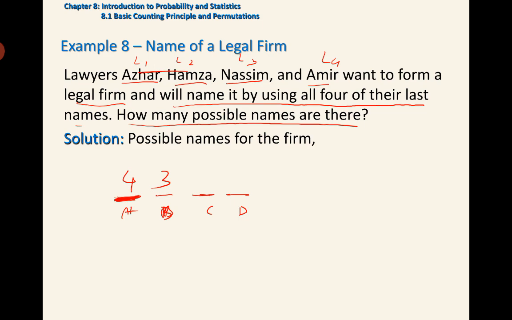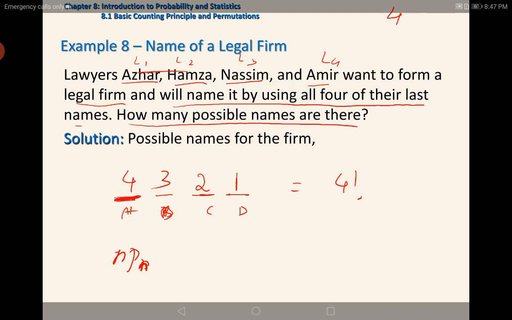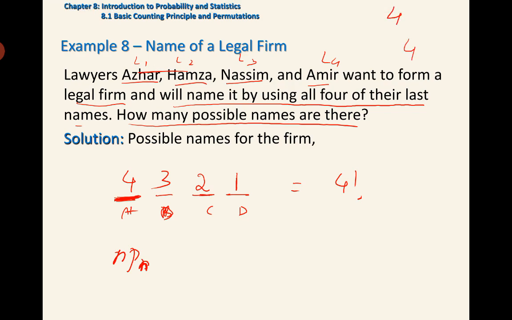Last names, isn't it? So out of the 2, 1 can be used here, so 2 here. And finally only 1 remaining. So this is nothing but 4 factorial. So when we understand that this is NPN, when R is equal to N, you have 4 words. Out of 4, all the 4 should be arranged in order. So it is 4 factorial.